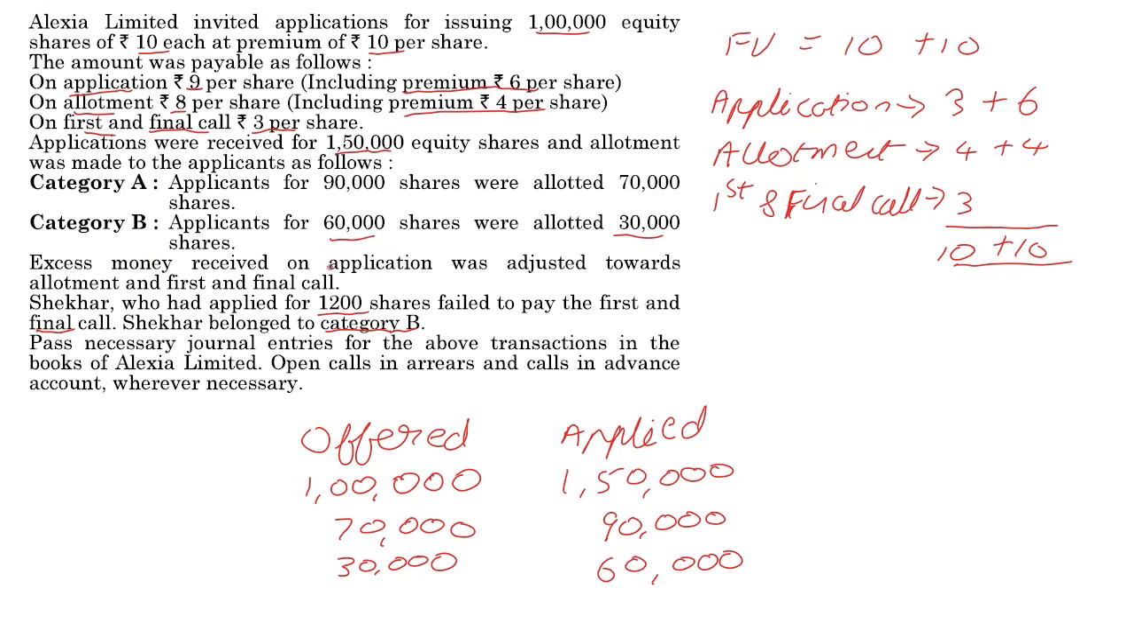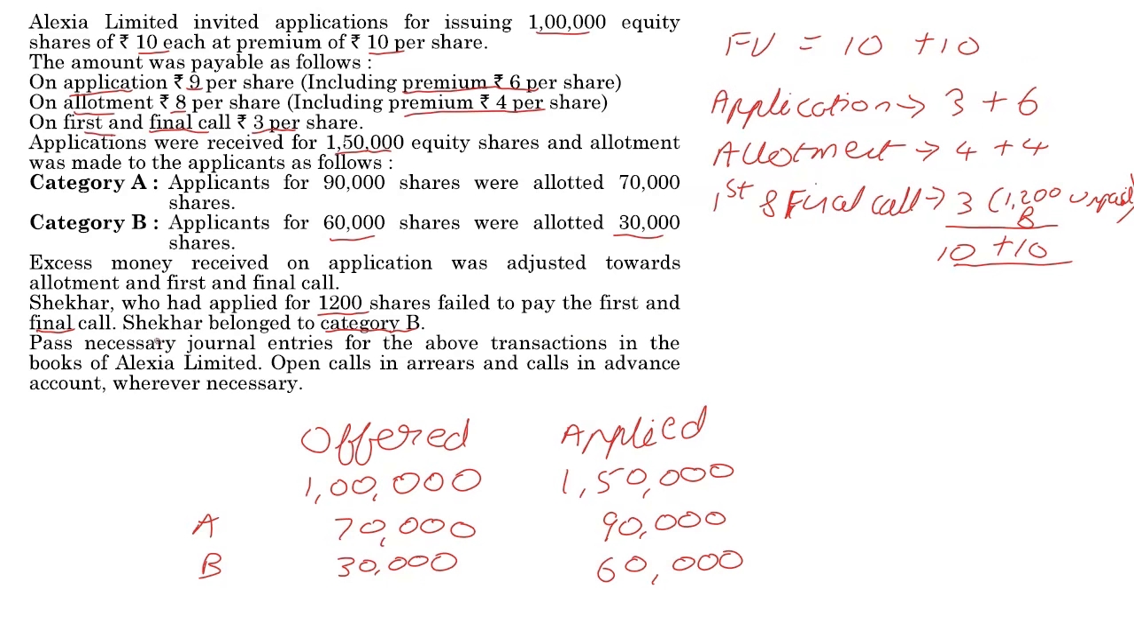Next, excess money received on applications was adjusted towards allotment and first call. Fine. You have 1,200 shares who did not pay the first and final call, so I would write 1,200 unpaid over here. It's very important to make sure that we mark this as A and this as B, so I will say B. I'll just write it over here for now. Anything else that they've told us?